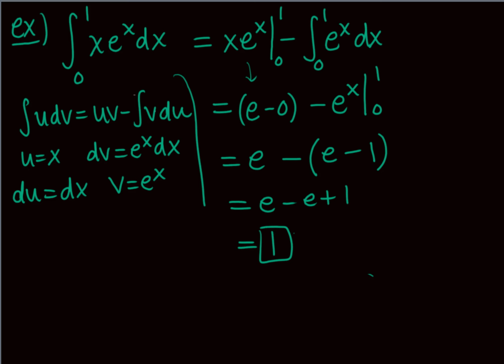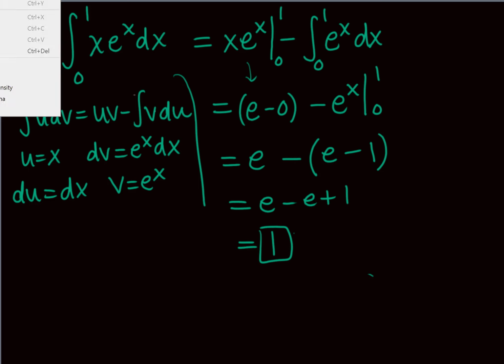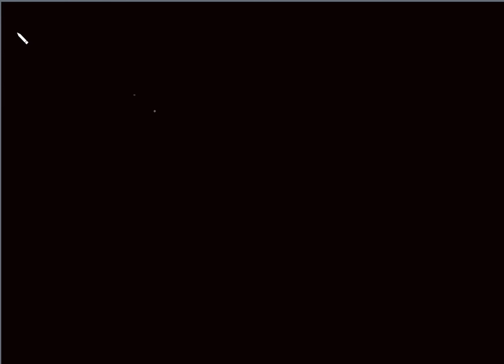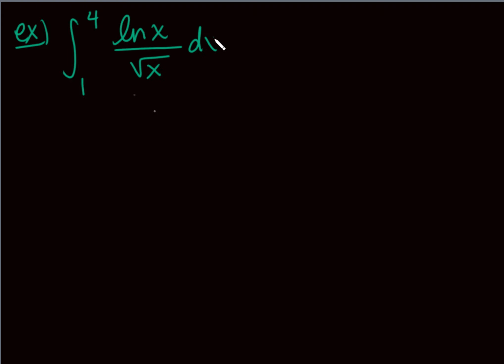Okay, I want to do one more example with parts. Again, just to show you notation. That's all that's really different with parts is the notation. So what if we go from 1 to 4, natural log of x over the square root of x dx. I'm going to rewrite this a little bit. 1 to 4, x to the negative 1/2, natural log of x dx.